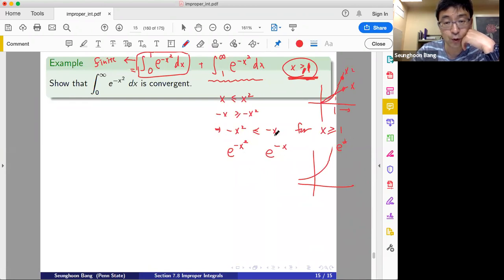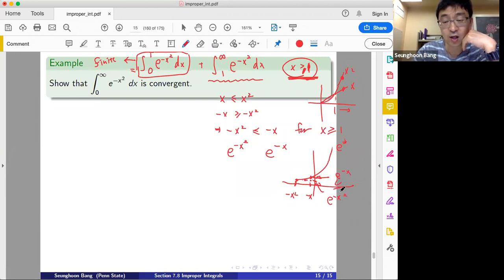You can choose two points, negative x and negative x squared, in here. So we have this one, negative x squared, and this one is negative x. You can plug into here. This value is e to the negative x squared. Minus x is bigger. You can plug into the graph. This one is e to the minus x.